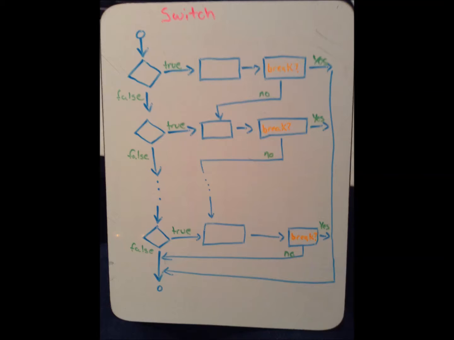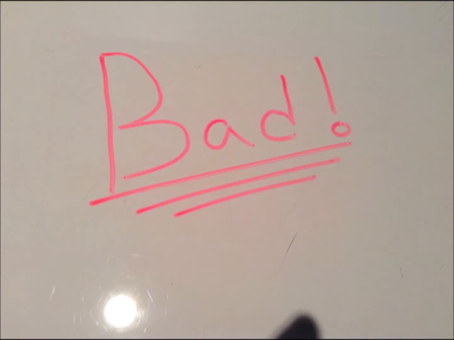A very common error when coding a switch control structure is forgetting to include the break statements that terminate each case value. If the break statement is forgotten, all the statements following the matching case value are executed. This is usually very, very bad.